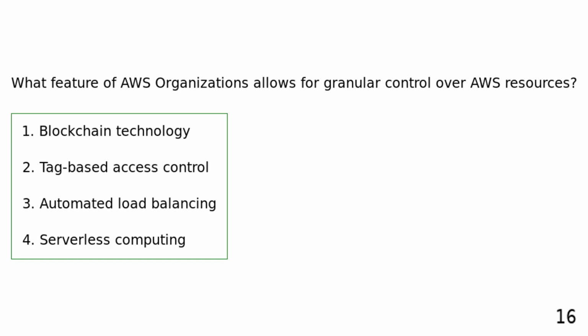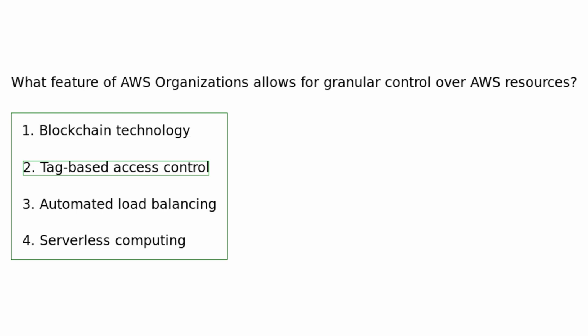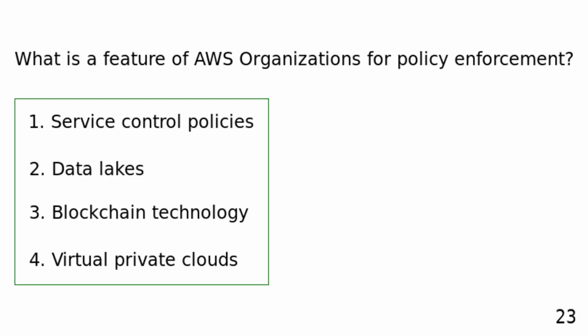Blockchain technology. Tag-based access control. Automated load balancing. Serverless computing. AWS Organizations allows for granular control over AWS resources through the use of tag-based access control, enabling administrators to manage access and permissions based on specific tags assigned to resources. What is a feature of AWS Organizations for policy enforcement?